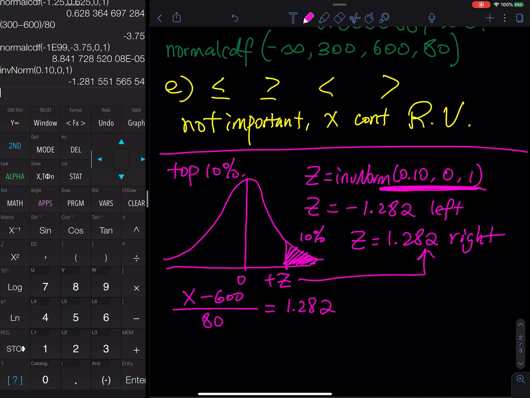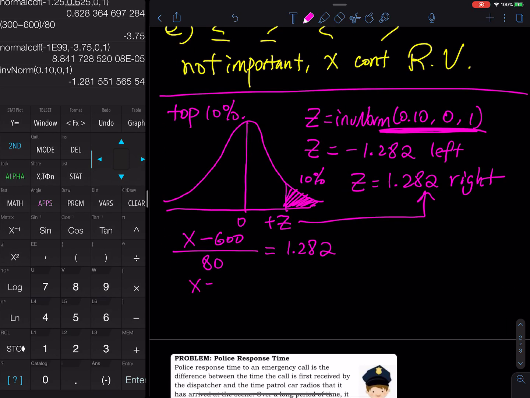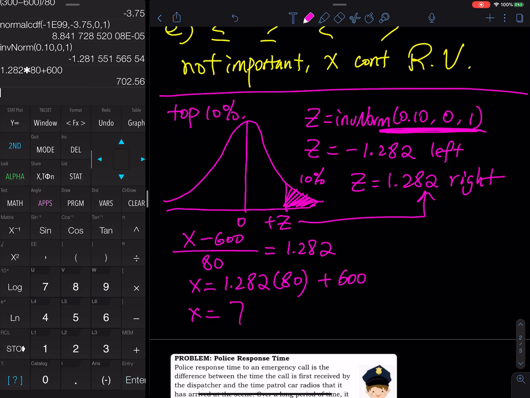And then you have to solve this equation. So X is equal to 1.282 times 80, right? You multiply 80 on both sides, and then you add 600 to it, then you get your answer. So 1.282 times 80, and then plus 600. So you need 702.56 points or above to be the top 10%. If your score is 701, you are not the top 10%. If the school only considers the top 10% and you have 701, unfortunately, you are not qualified. All right?